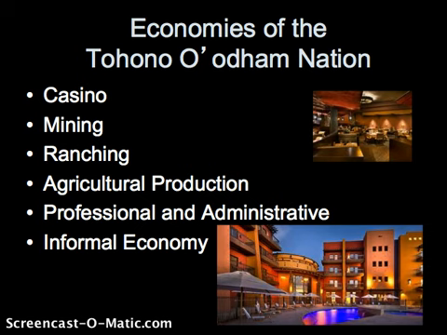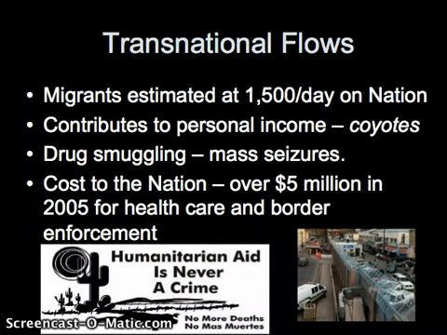There's also the informal economy, which exists on the Tohono O'odham Nation, and this has to do with transnational flows of both people and goods. Some estimates have migrants moving through the Tohono O'odham Nation at about 1,500 per day on the nation at any one time. This can potentially contribute to personal income, with coyotes who will assist in the movement of these individuals across the U.S.-Mexico border to Tucson, Phoenix, and then points beyond.